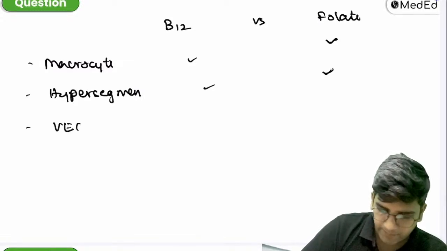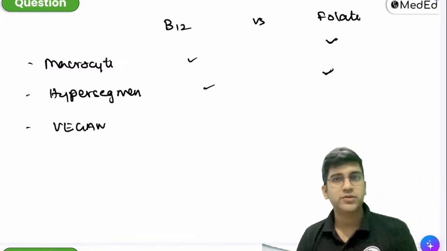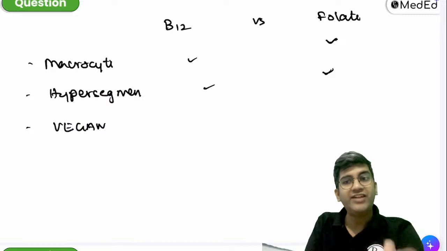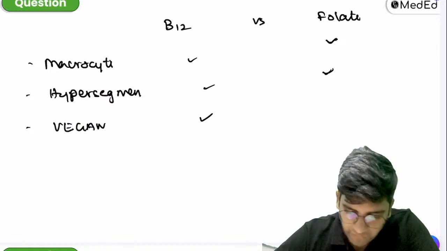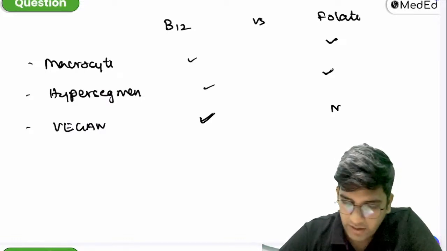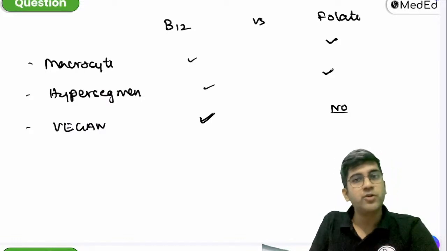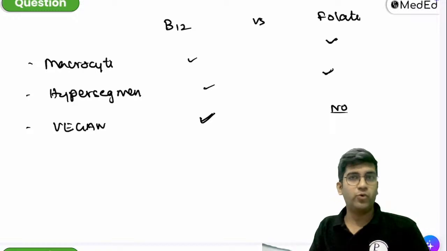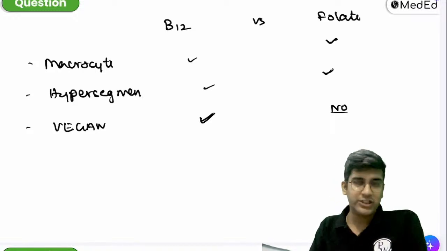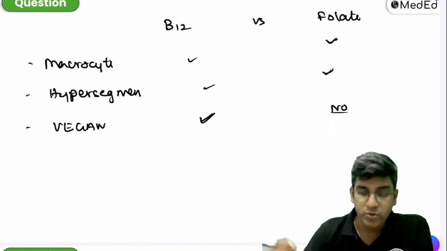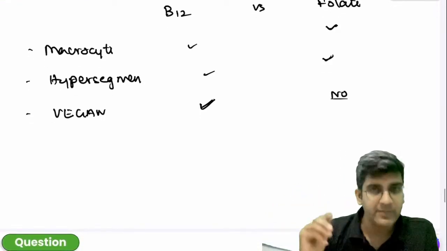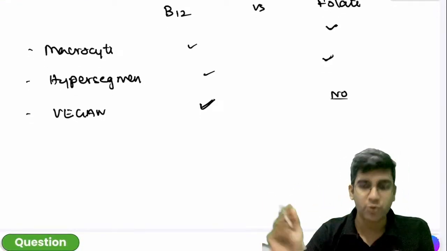Patient who is a vegan, which will be commonly seen in vegan diet. Vegan means eats fruits, vegetables, no animal protein, no milk. Vegan history is for B12 and no for folate, because the most important and the richest source of folate is fruits and green leafy vegetables. When you consume more fruits, you'll get folate. B12 will not come from that. B12 comes from milk or from animal protein only, right?